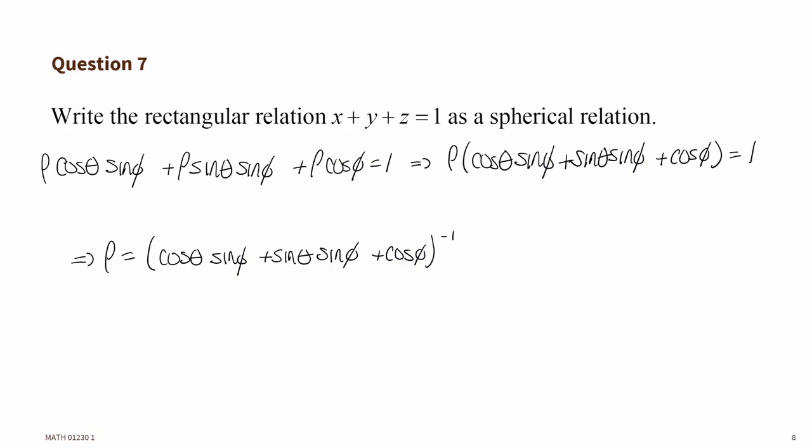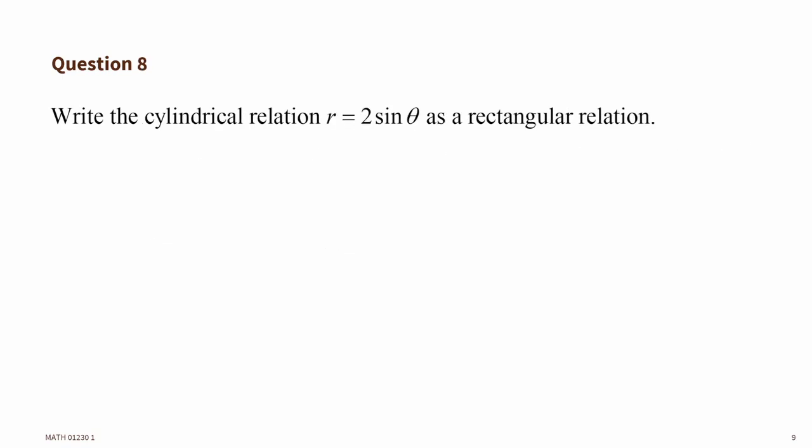And okay, going the other way now. We're given a cylindrical relation, and we're asked to write it as a rectangular relation. At the same time, let's see if we can identify what kind of shape this is. Like when you drop a stone into a pond. I guess we'll find out. See if we can identify the curve.